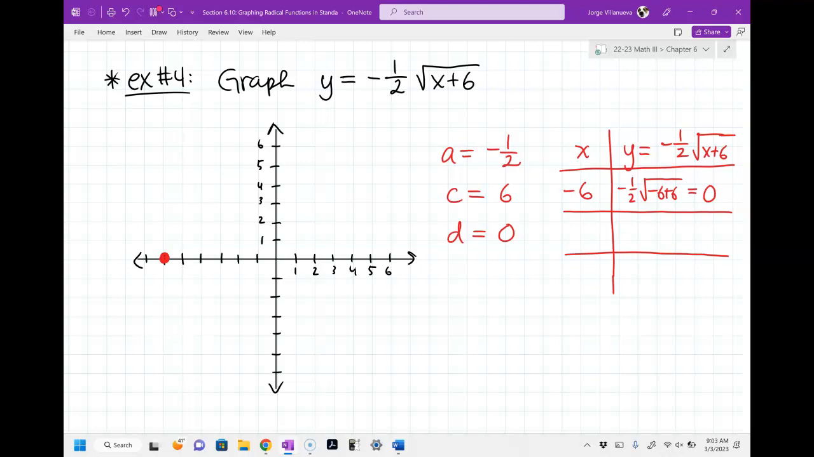So a negative 5. Plug in a negative 5 because negative 5 plus 6 is a positive 1, right? So negative half square root of negative 5 plus 6. Well, negative 5 plus 6 is 1. Square root of 1 is 1. 1 times negative half, negative half. So at negative 5, it's negative half.